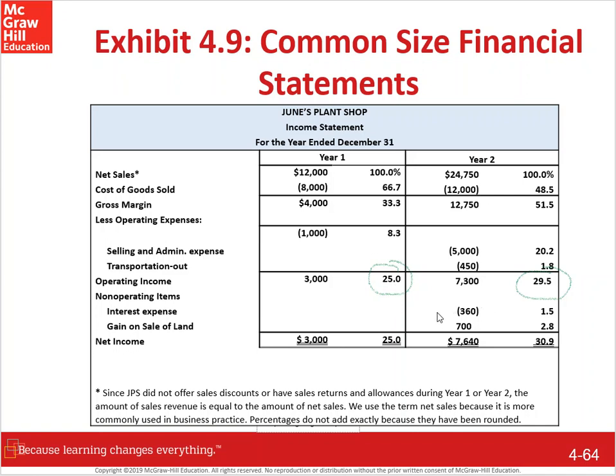Now in year two, we had a couple non-operating items, interest expense and gain on sale of land. And we arrive at our net income, $7,640, based on $24,750 of sales, which works out to 30.9%. Now without those percentages there, I'm not sure if $7,640 is better than $3,000. And it turns out it is, because we have our percentages that tell us 30.9% is better than 25%.